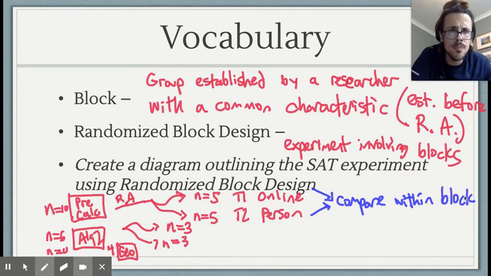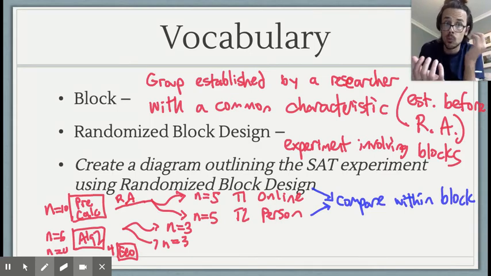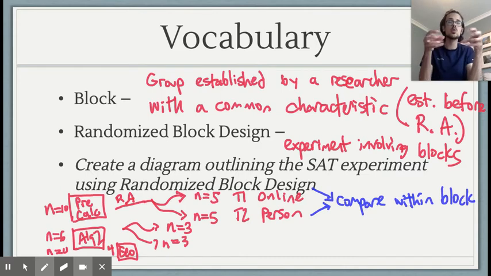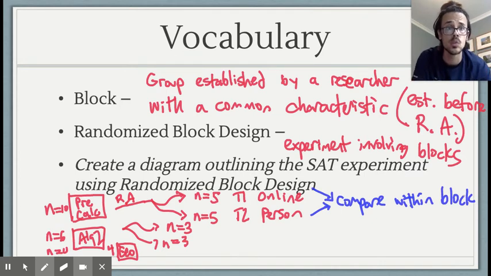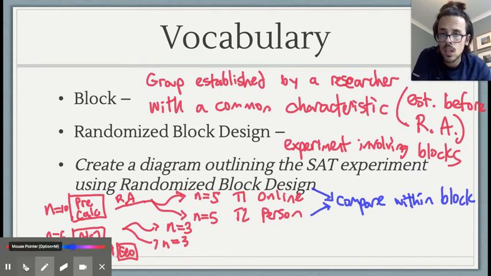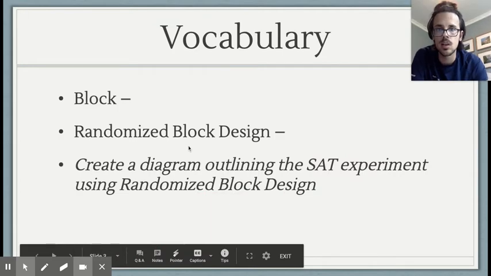What does that mean? Basically, when you get your results, compare apples to apples: pre-calc kids versus pre-calc kids, algebra 2 kids versus algebra 2 kids. You compare those different parts of the same block to each other because that is more likely to tell you if something is really going on. So let's keep things going in our lesson right here.